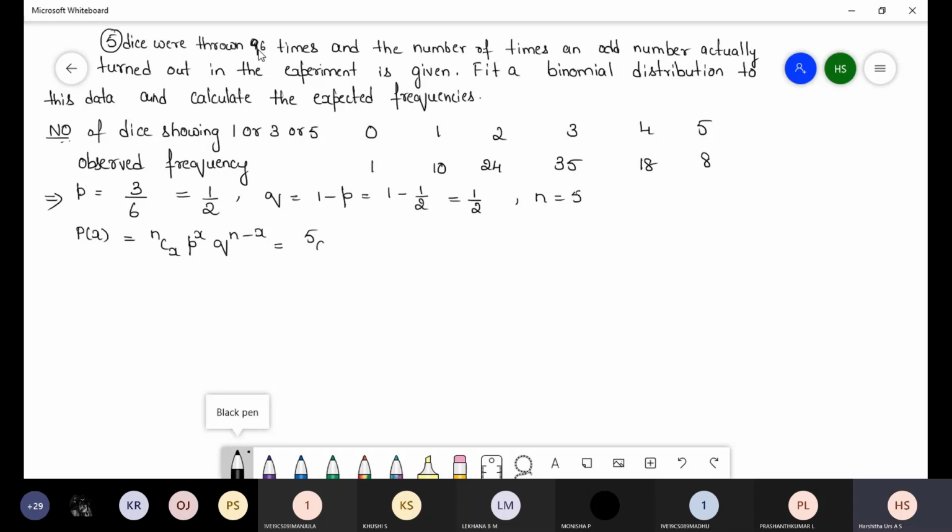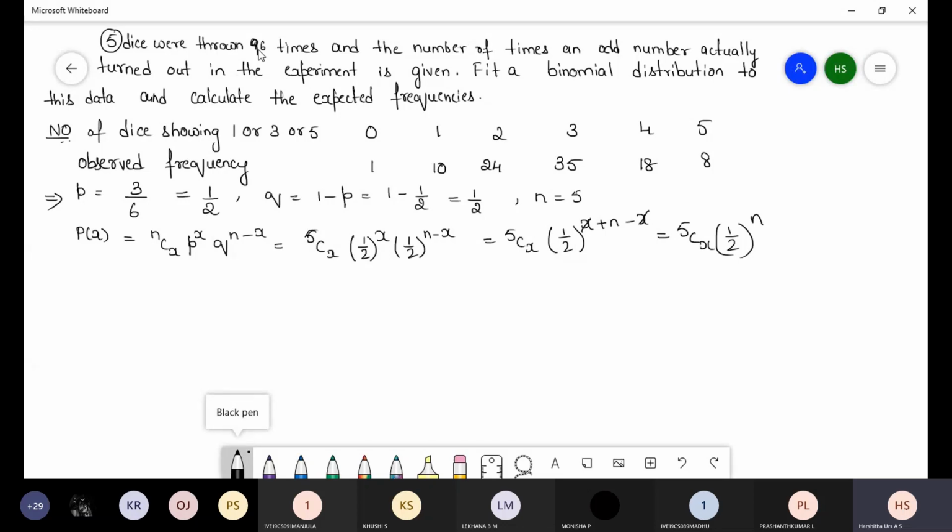Now 5Cx, p value is 1 by 2 whole power x. Next q value again 1 by 2, power n minus x. For further simplification: when the bases are the same we can add the powers. So 1 by 2 power x plus n minus x. x will get cancelled. So 5Cx into 1 by 2 whole power n. This is the p of x value.